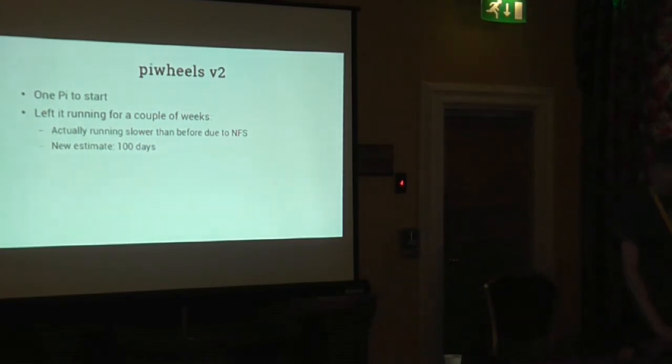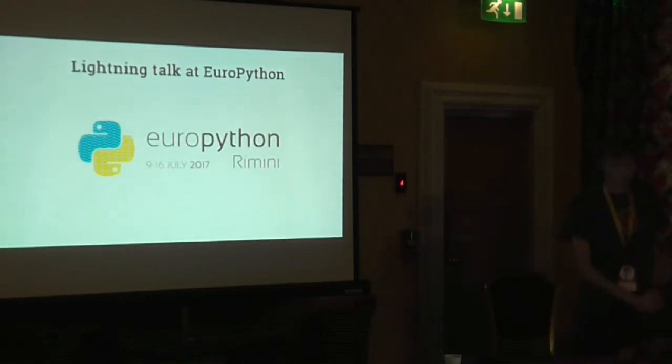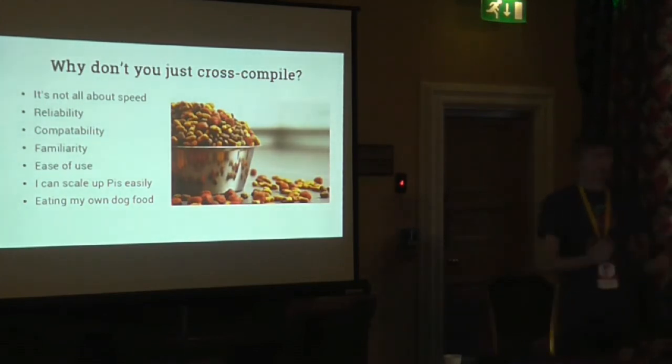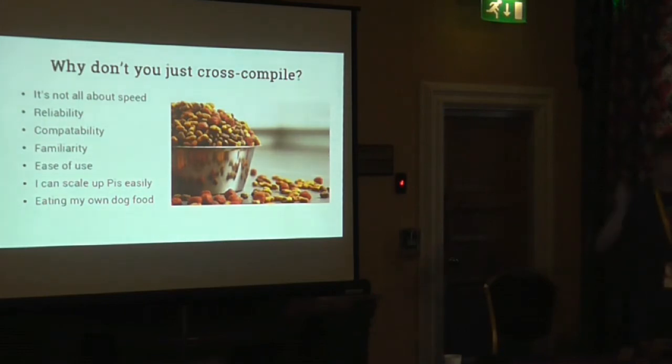I gave a lightning talk at EuroPython about the project, so I wanted to put it out there and get some feedback. And a couple of people came up to me afterwards saying, well, why don't you just cross-compile? That will solve all your problems. And I thought, well, it's not just about speed, because this is only something I have to really do once, and then I just have to keep up. And I can easily scale up the Pis. But really, I don't want to get into cross-compiling, because I want to reliably know that I built this on Raspberry Pi hardware and that they will be compatible.